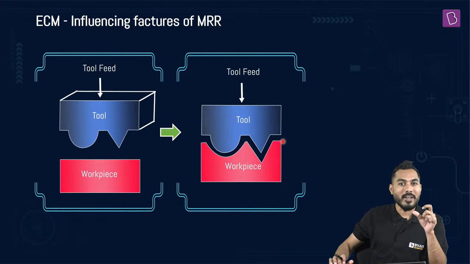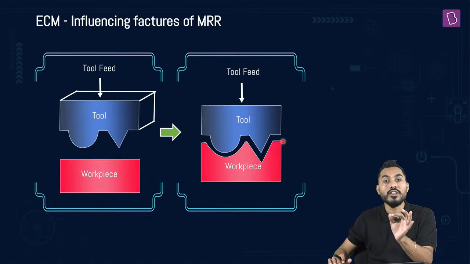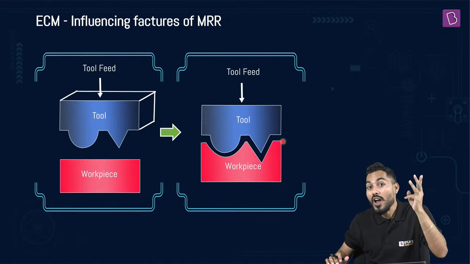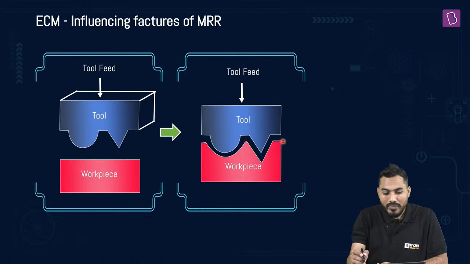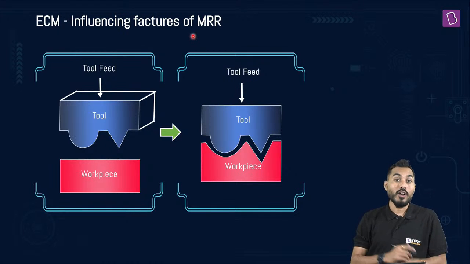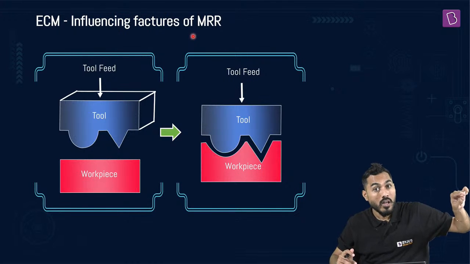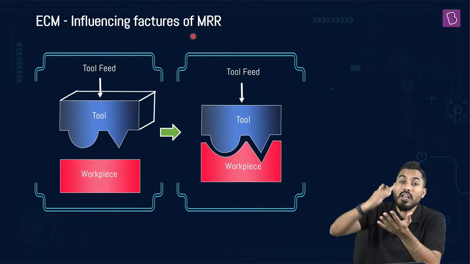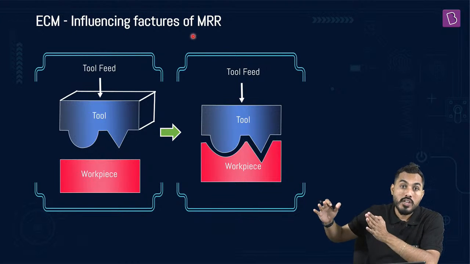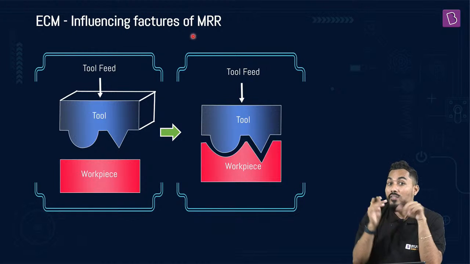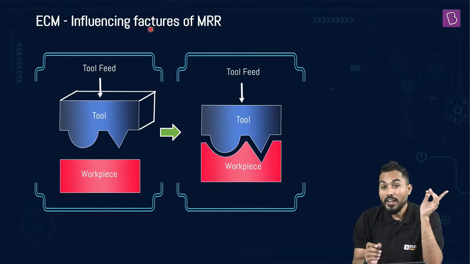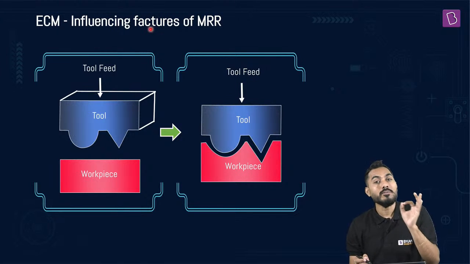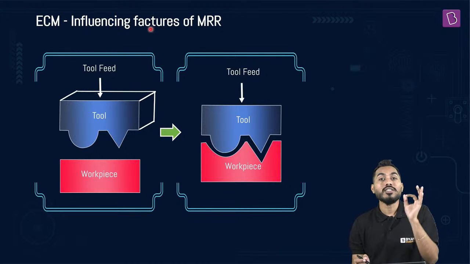That means if I'm interested in generating a complex curvature, contour shape, convex shape, concave shape, this process comes extremely handy. Because in conventional machining operations, we discussed that complex contour shapes are very, very difficult to machine, and that limitation is eliminated by the electrochemical machining operation. So electrochemical machining is extremely famous for generating complex curvature components.